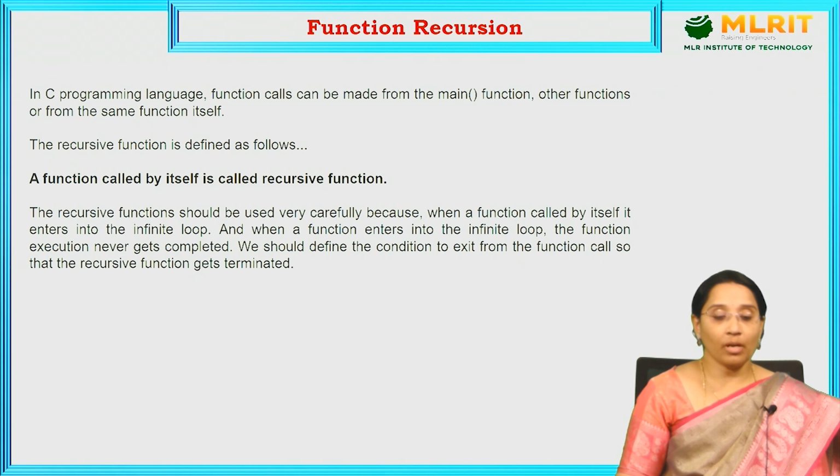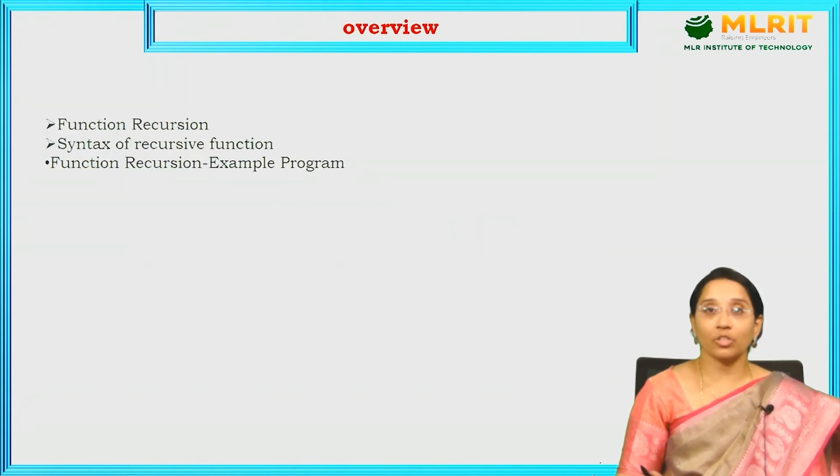So in C programming language, a function can call itself, made from the main function to other functions or from the same function itself, and a recursive function is defined as follows. When a function calls itself directly or indirectly, in simple way you can say, that is called recursion.